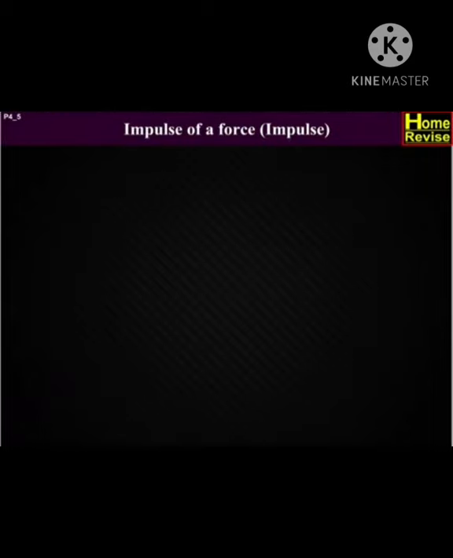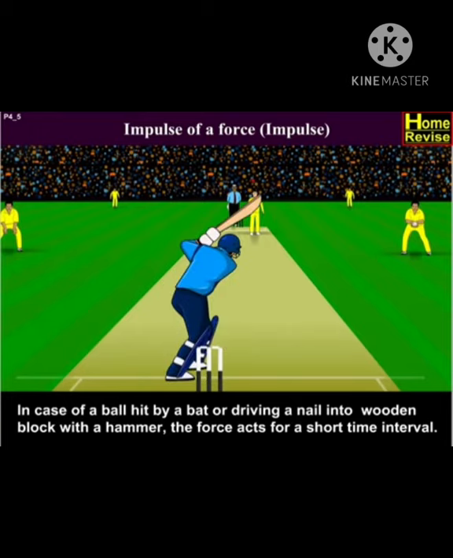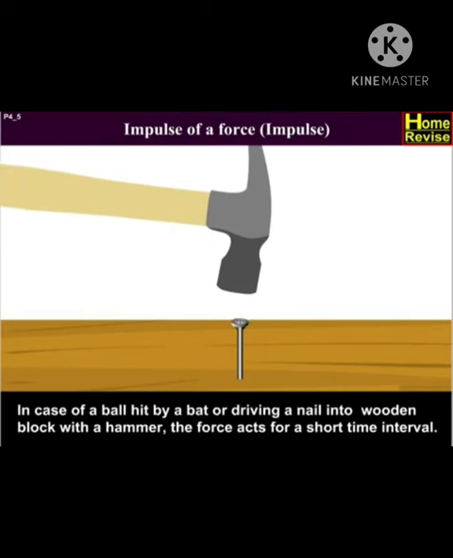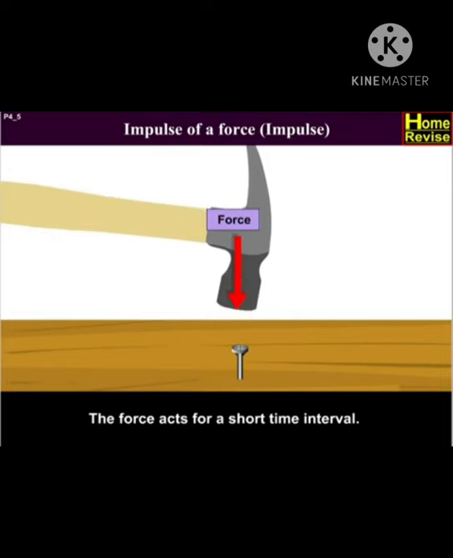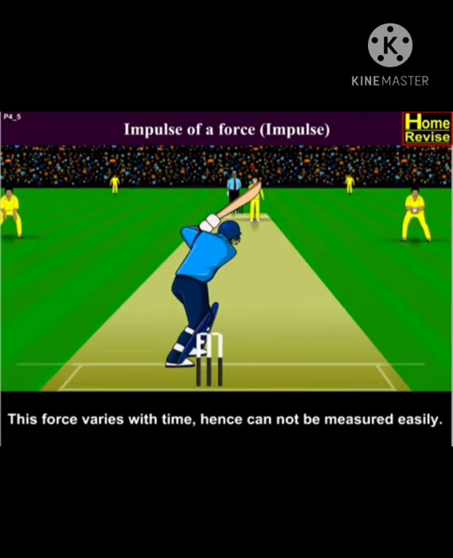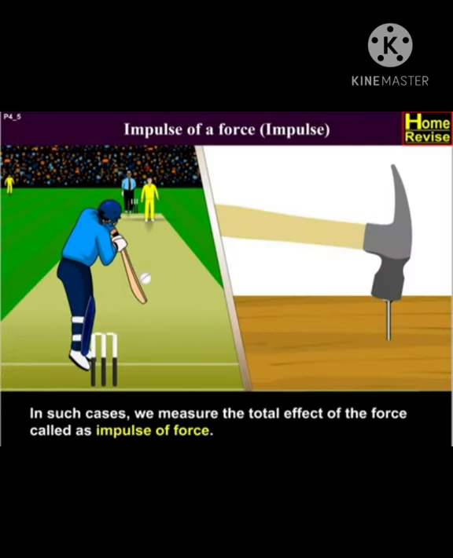Impulse of a force. In case of a ball hit by a bat or driving a nail into a wooden block with a hammer, the force acts for a short time interval. This force varies with time, hence cannot be measured easily. In such cases, we measure the total effect of the force, called the impulse of force.